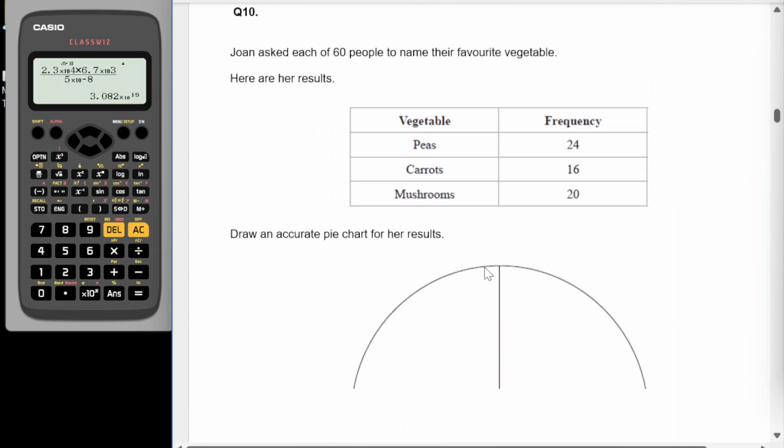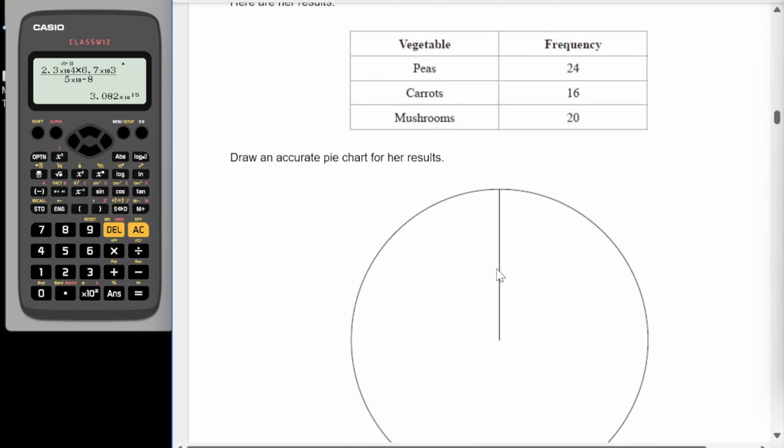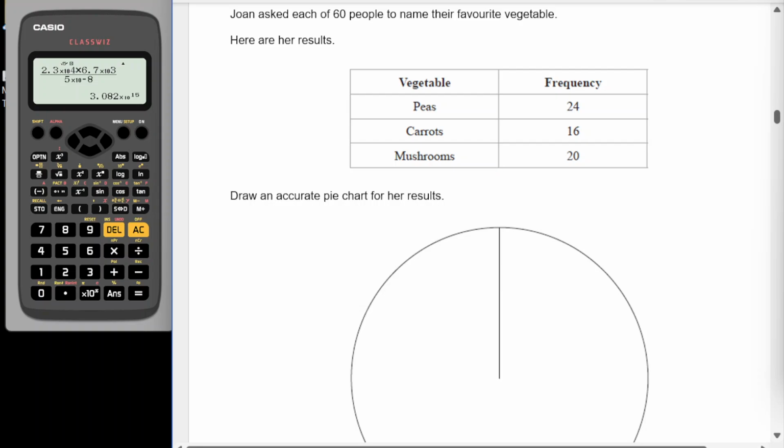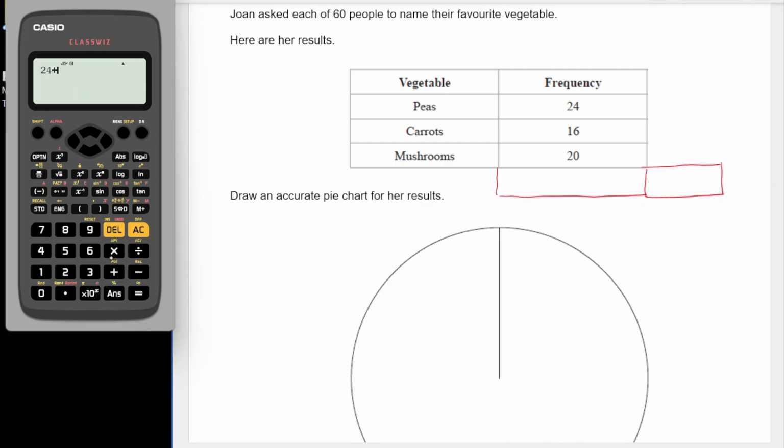Okay, question 10. Joan asks each of 60 people to name their favourite vegetable. Here are her results. Draw an accurate pie chart for this. So key features. Pie charts need to add up to 360, so we need to work out what it currently adds up to, to help us work out the angles. So 24 plus 16 plus 20 adds up to 60.